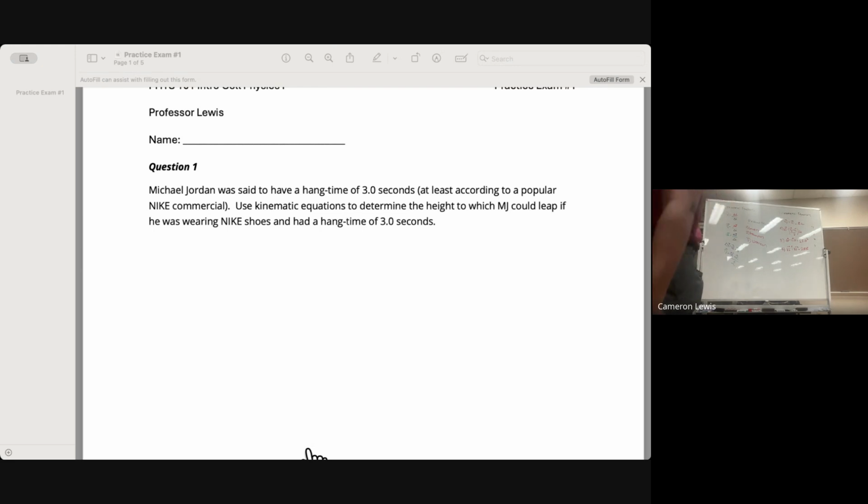Now, let's go to the Michael Jordan problem. I don't even need much space. First, just so we see the parallel, my given is what? What did they give me? Say it louder. 3 seconds. So I have 3 seconds.